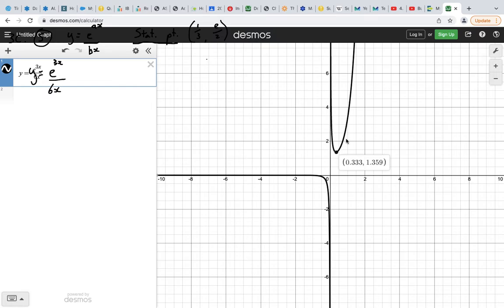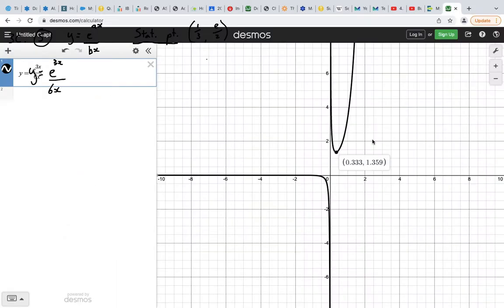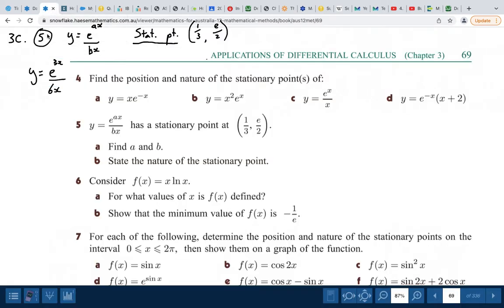It just said to classify, I believe. Let's check the wording of the question. State the nature of the stationary points. You could say this stationary point is a local minimum simply by graphing. You could do a sign diagram as well. But I think we've answered that question, so I'll leave it at that.